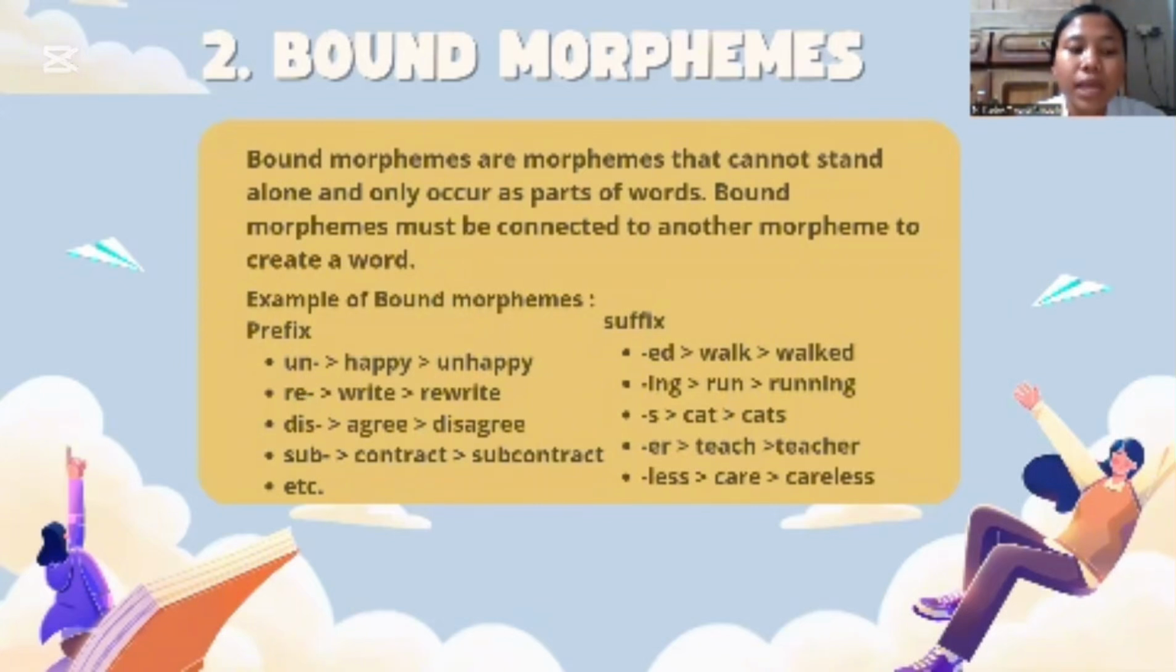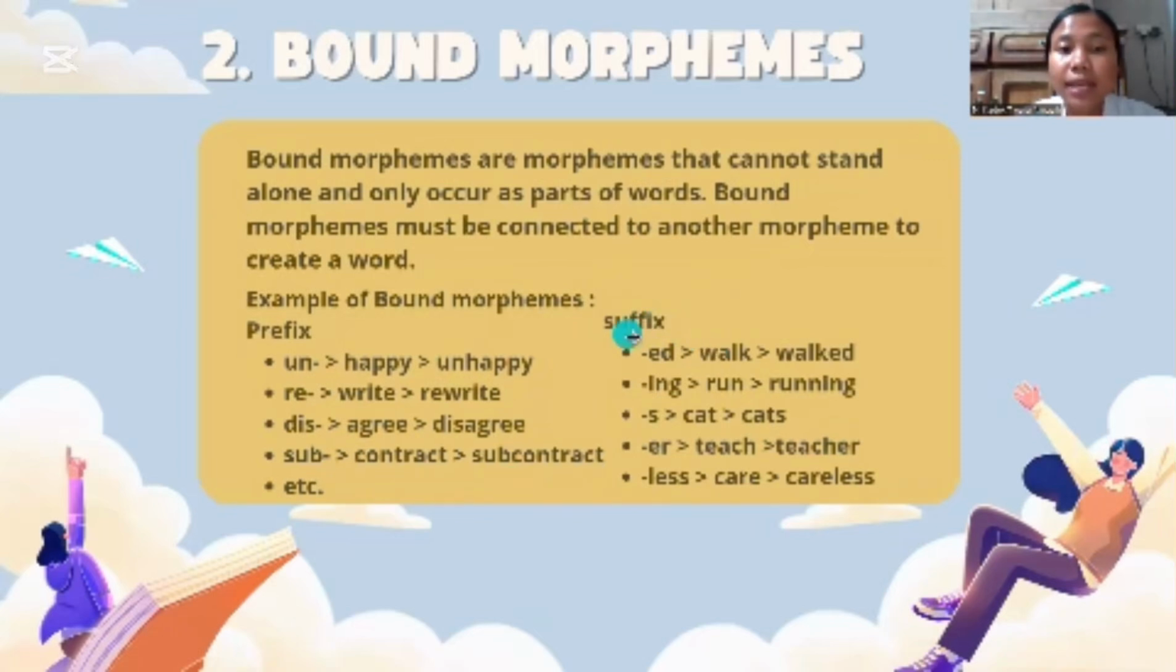A prefix is a bound morpheme attached to the beginning of a word to change the meaning. For example, the prefix "un" with the base word happy to be unhappy, and the prefix "re" with the base word write to be rewrite. The prefix "dis" with the base word agree to be disagree, and then the prefix "sub" with the base word contract to be subcontract. So that is the example of the morpheme in the prefix.